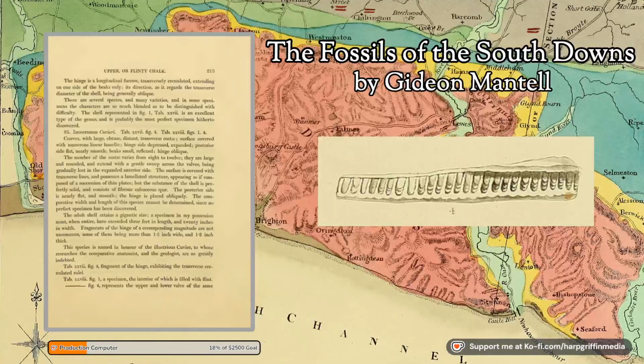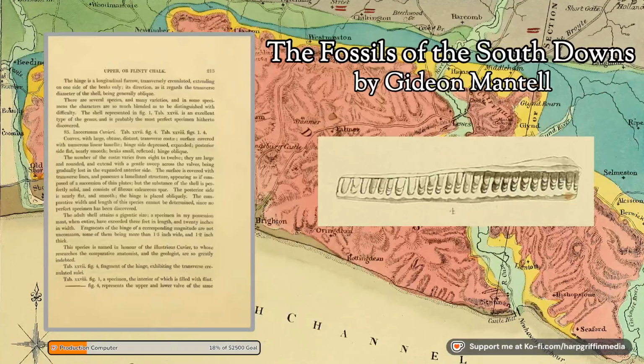The posterior side is nearly flat and smooth. The hinge is placed obliquely. The comparative width and length of this species cannot be determined, since no perfect specimen has been discovered. The adult shell attains a gigantic size. A specimen in my possession must, when entire, have exceeded 3 feet in length and 20 inches in width. Fragments of the hinge of a corresponding magnitude are not uncommon, some of them being more than 1.5 inch wide and 1.2 inches thick.